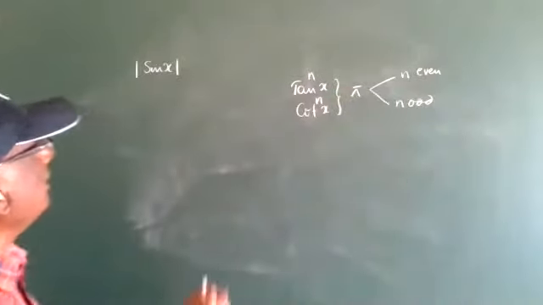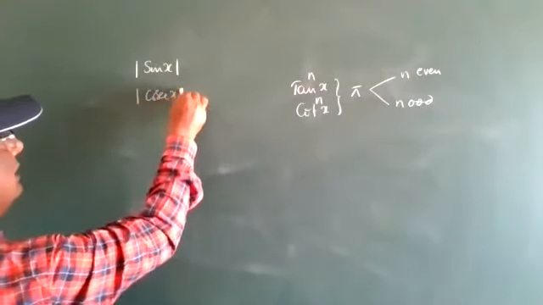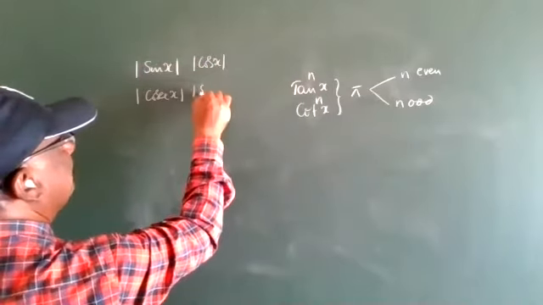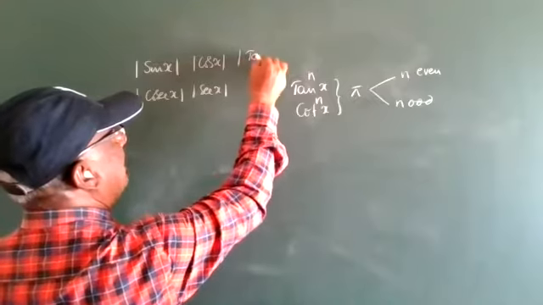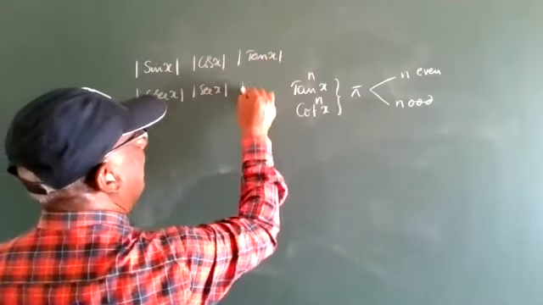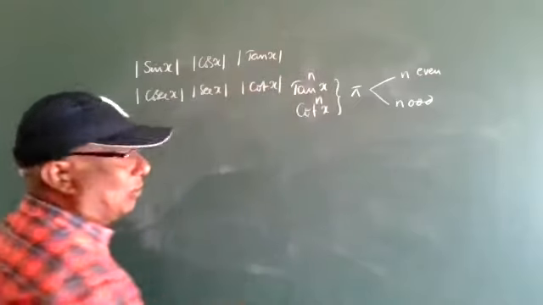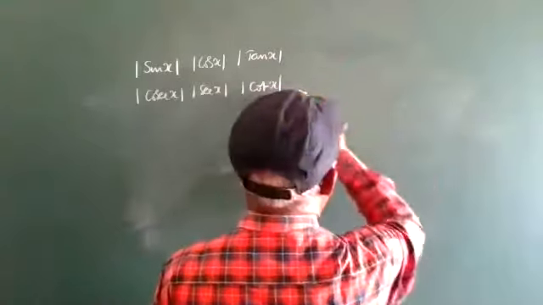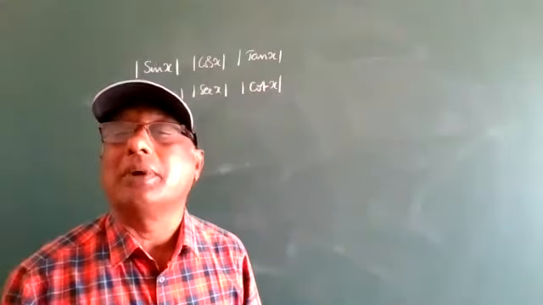So modulus of sin x, modulus of cosecant x, modulus of cos x, modulus of sec x, modulus of tan x, and modulus of cot x: for all these functions, the period is pi only.